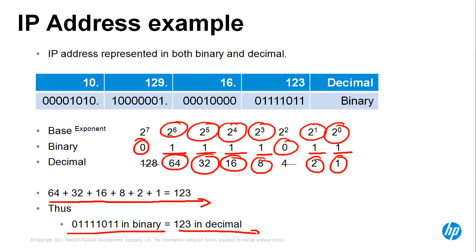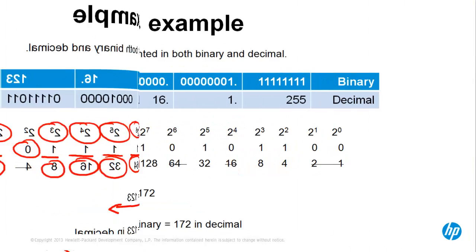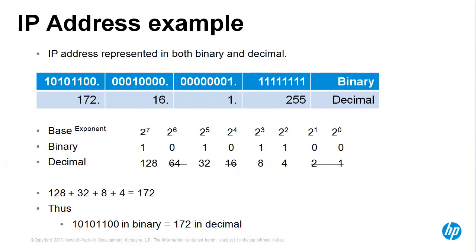Now let's do it in reverse, binary to decimal. So in this example, if we were given this IP address in binary notation, how would we convert that to decimal? So using our table, the first bit is set on. So that is equivalent to 128. Second bit is off. Third bit is on. Fourth bit is off. Fifth bit is on. Sixth bit is on. The last two bits are set off.